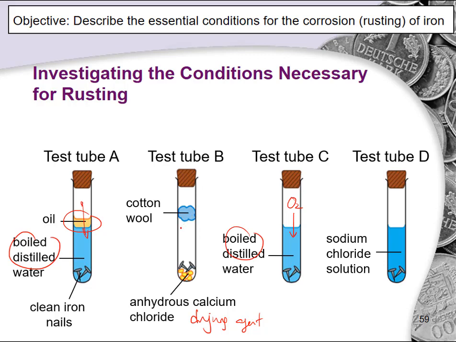Test tube D, sodium chloride. As you remember in the previous slide, sodium chloride can speed up the rusting process. It causes the iron to become oxidized to iron trioxide faster. So therefore, test tube D will be the one that rusts much faster than C, while A and B will not rust at all because A doesn't have air, B doesn't have water.